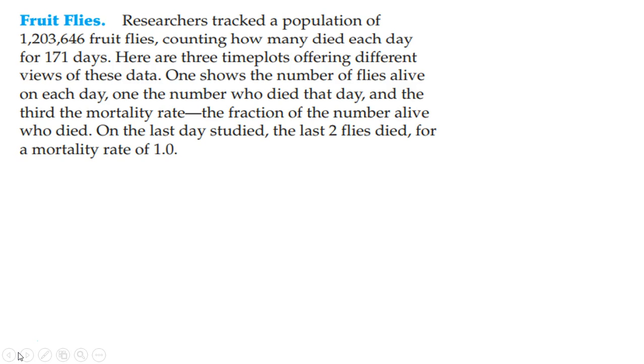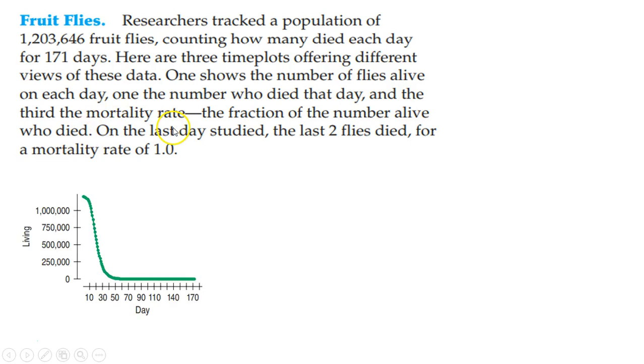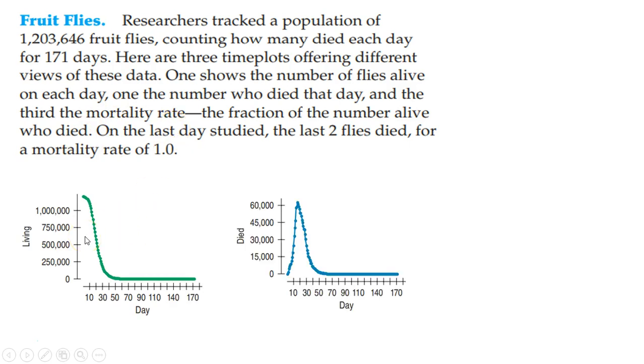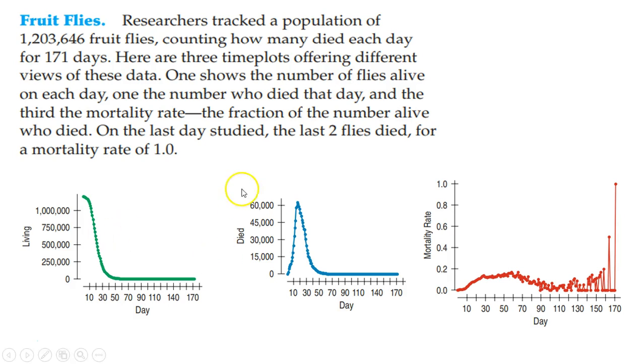So, here's another example. Researchers tracked a population of fruit flies, counting how many died each day for 171 days. And here are the 3 time plots offering different views of these data. One shows the number of flies alive on each day, one the number who died that day, and the third the mortality rate. So there's a living, and there's how many died, and then the mortality. All right, the fraction of the number alive who died. Okay. On the last day studied, the last 2 flies died for a mortality rate of 1.